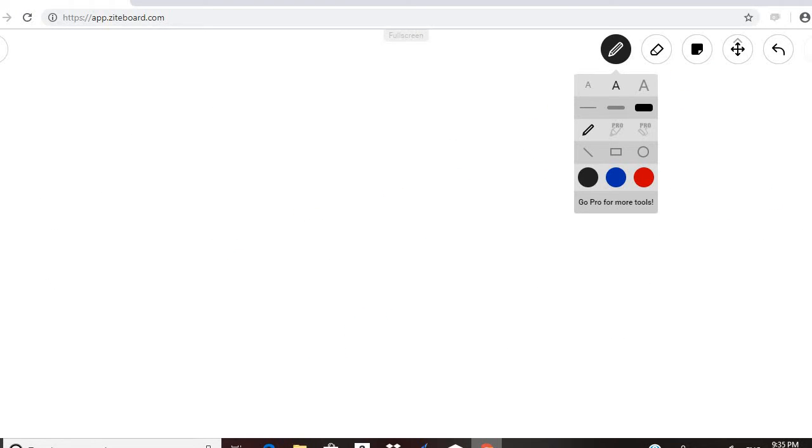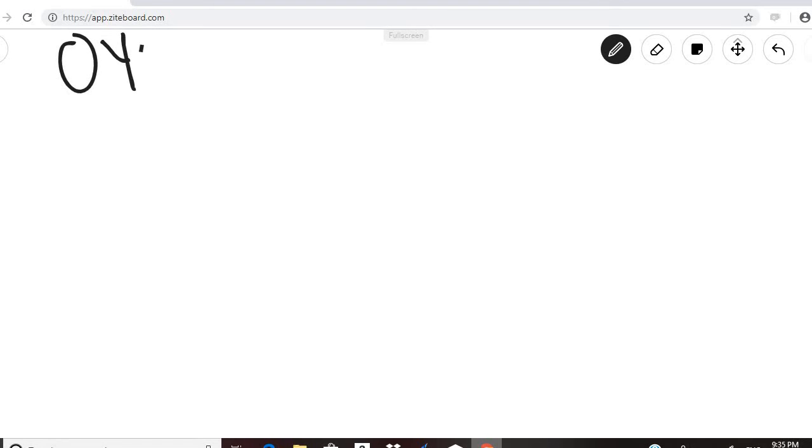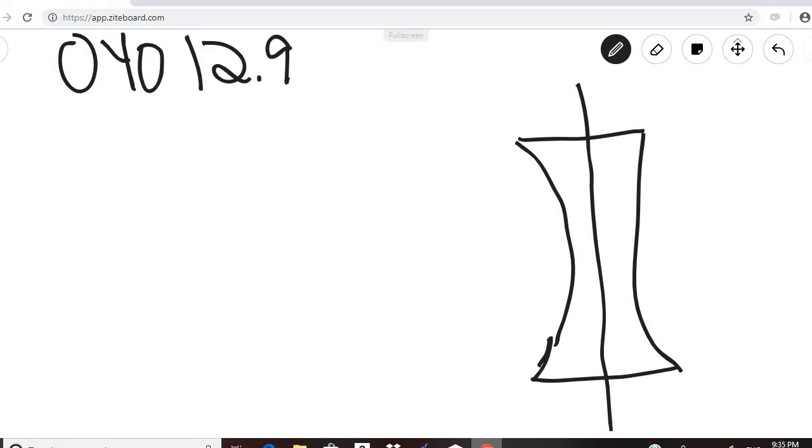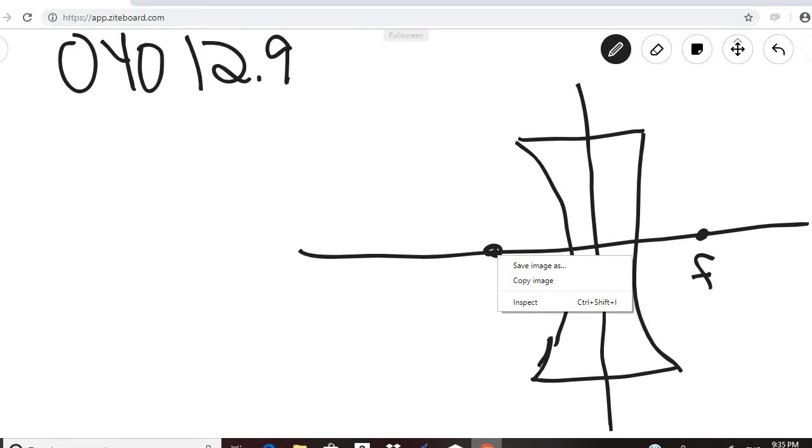Let's do on your own 12.9. We'll draw our diverging lens, and we'll draw our line through the middle there. The problem says the focal points are 7 centimeters. Again, we're measuring from the middle, so we'll put a focal point there, and then about the same distance here, we'll put a focal point.